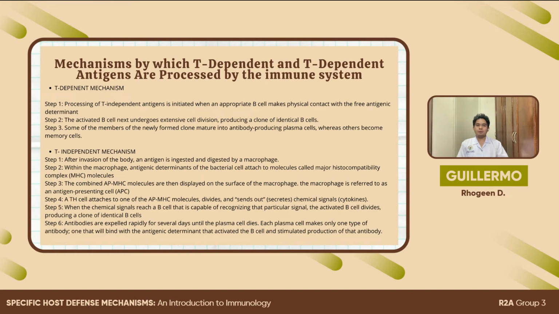T-independent mechanism. Step 1. Processing of T-independent antigens is initiated when an appropriate B cell makes physical contact with the free antigenic determinant. Step 2. The activated B cell undergoes extensive cell division, producing a clone of identical B cells. Step 3. Some of the members of the newly formed clone mature into antibody-producing plasma cells, whereas others become memory cells.